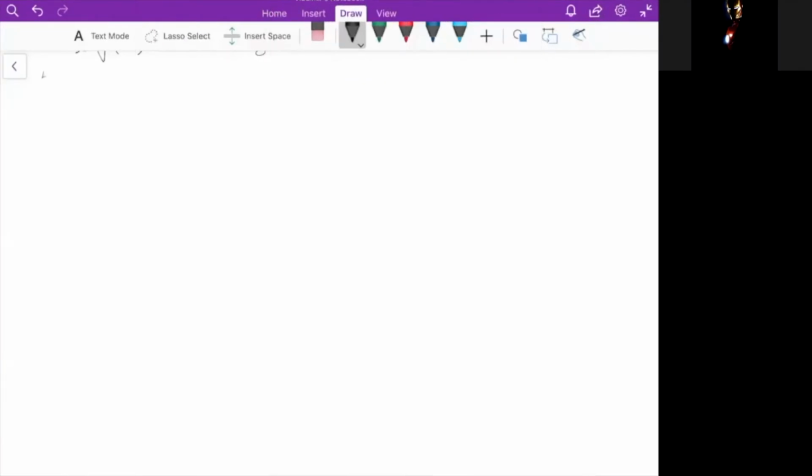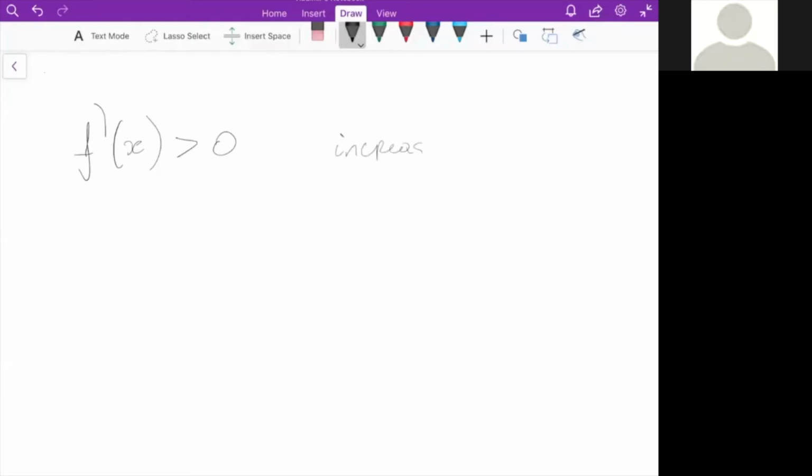Everyone. So yesterday we were looking at increasing and decreasing functions. We figured out that if the derivative of a function is more than 0, then the function is increasing, so that means it's going up.